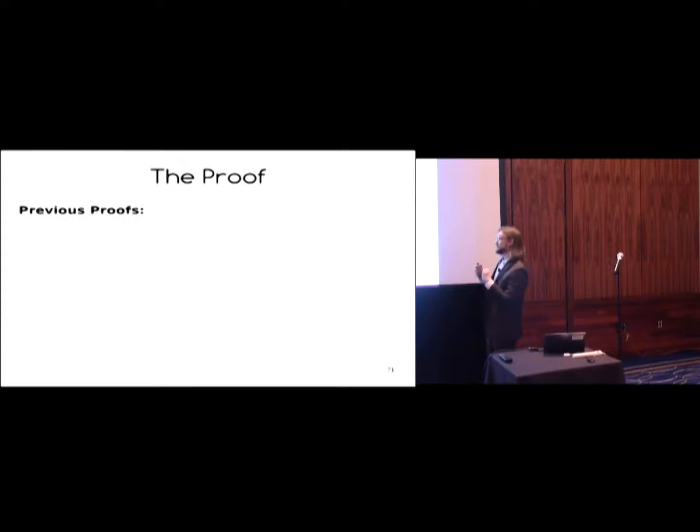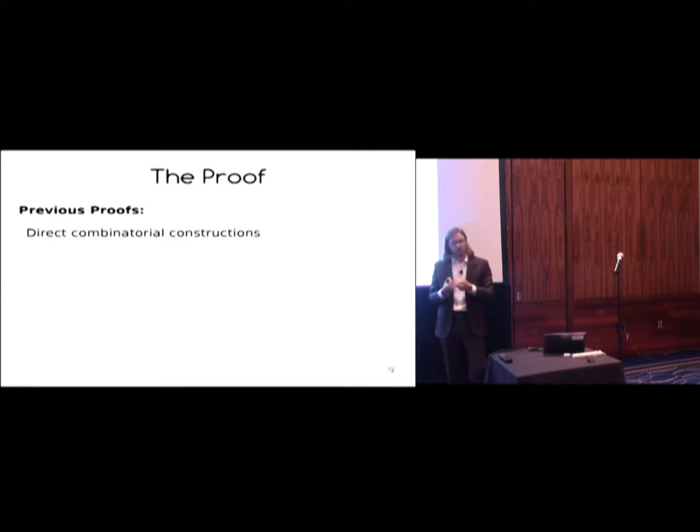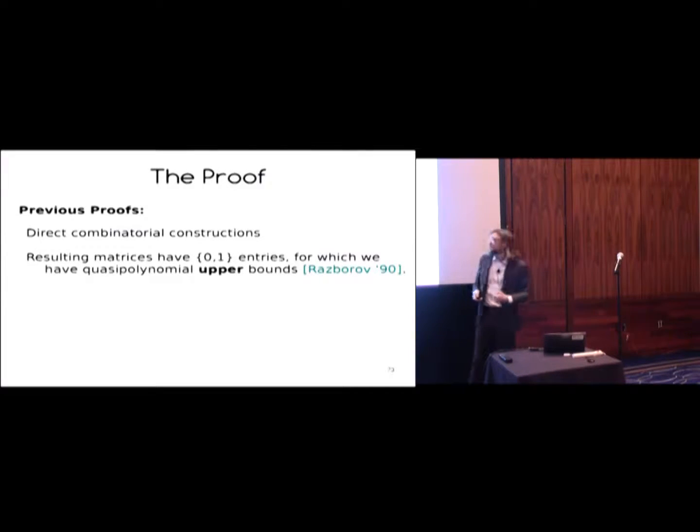The previous proofs were very direct, with a very combinatorial flavor. More or less they had a method of constructing a matrix combinatorially, and then a way of converting that matrix into a function, and that function was in NP. One of the things that limits this approach is that the resulting matrices have 0, 1 entries, and more or less by communication complexity arguments, you can get quasi-polynomial upper bounds in this kind of case. So we know that this isn't going to work.